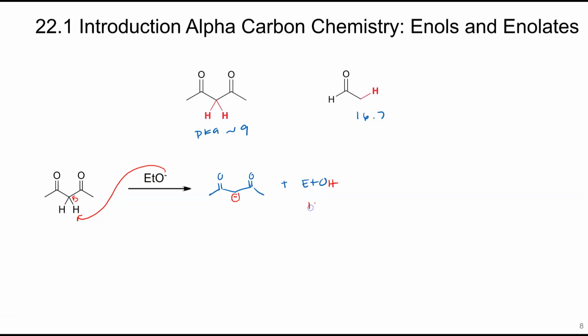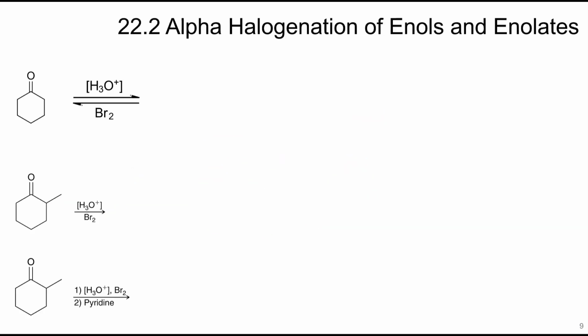The pKa of ethanol is 15.9 versus 9. This side of the equilibrium is favored. We can do an alpha halogenation of enols and enolates. This carbonyl, when reacted with catalytic acid, can do a proton transfer. So we form the enol, and you can draw the resonance structure of that if you like. The water that was produced after the proton transfer can grab this acidic proton to form the enol.